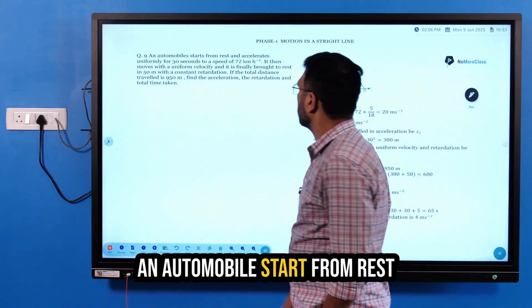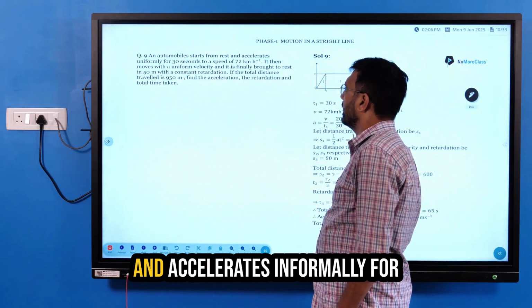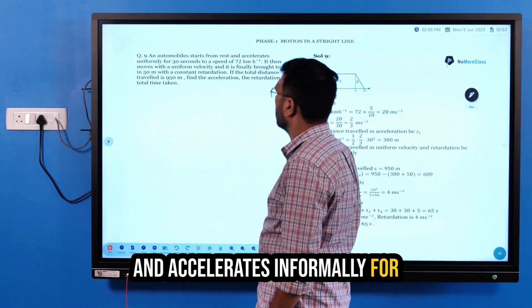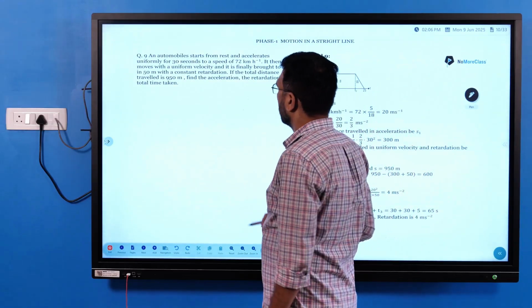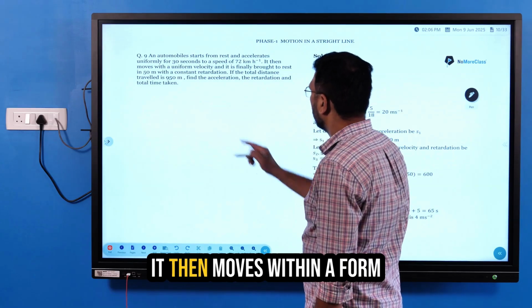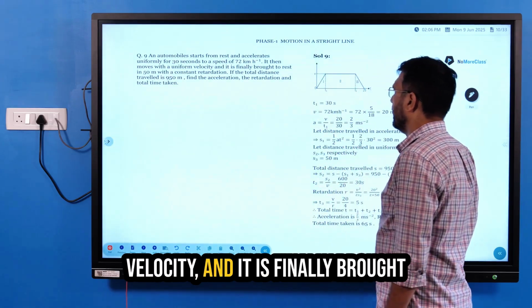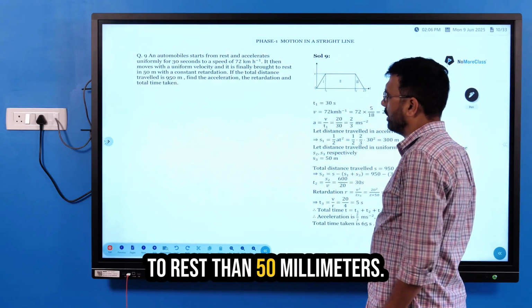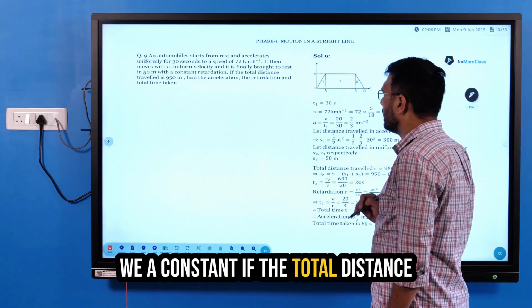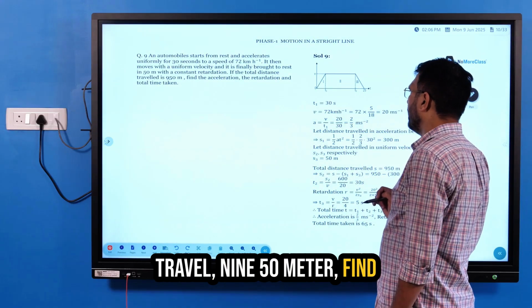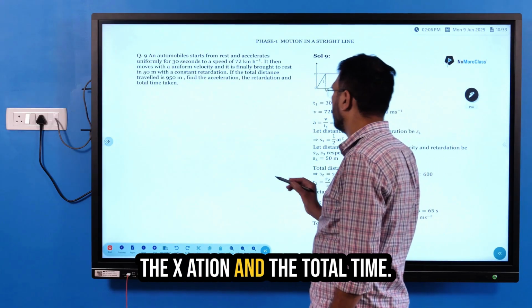An automobile starts from rest and accelerates uniformly for 30 seconds to a speed of 72 kmph. It then moves with a uniform velocity and is finally brought to rest in 50 meters with a constant retardation. If the total distance traveled is 950 meters, find the acceleration, retardation, and the total time.